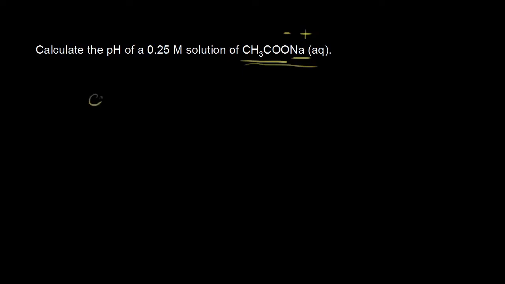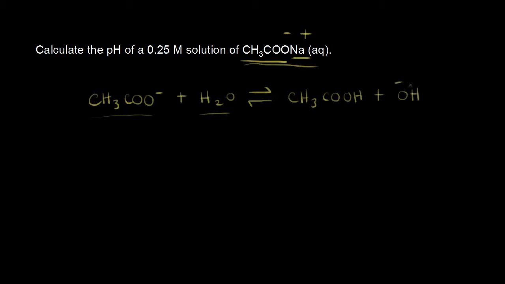So the acetate anion is the conjugate base to acetic acid. So the acetate anion is going to react with water, and it's going to function as a base. It's going to take a proton from water. So if you add an H+ to CH3COO-, you get CH3COOH. And if you take a proton away from water, if you take an H+ away from H2O, you get OH-, or the hydroxide ion.